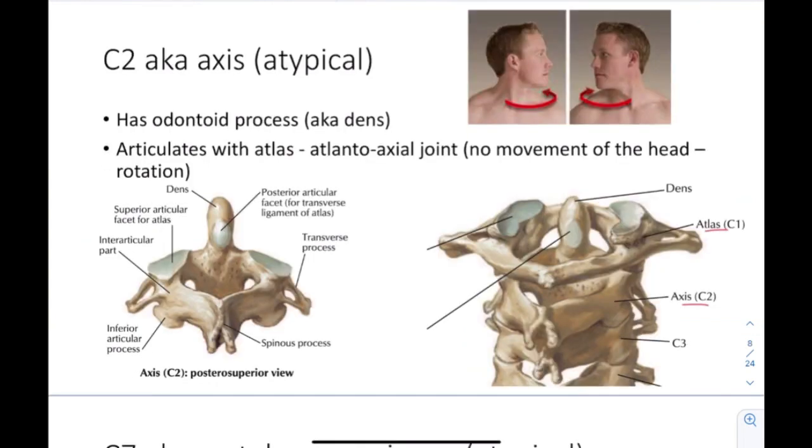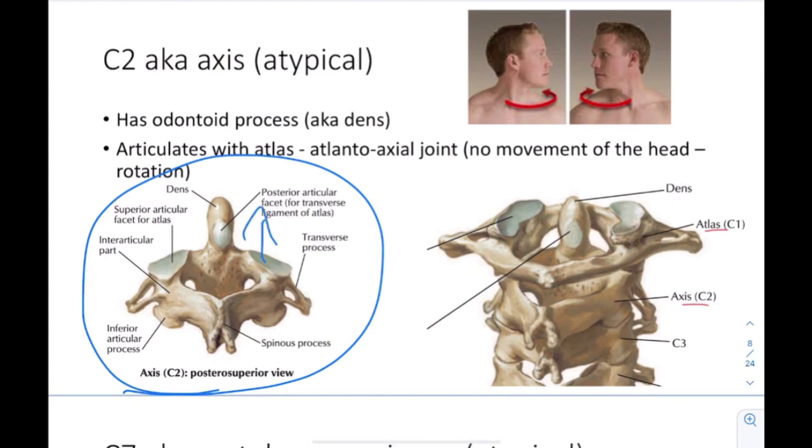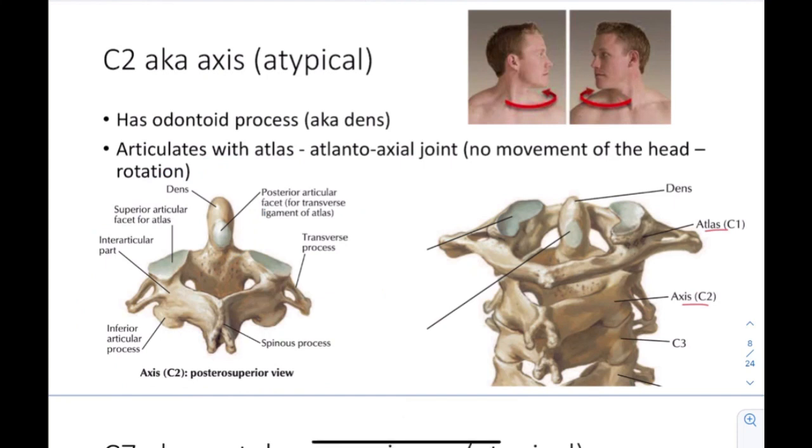Okay, now let's talk about the axis, which is also atypical. It has something called the odontoid process. So right here, this is C2, the axis. It has a process that projects upward called the odontoid process, or the dens. And it articulates with the atlas at the atlantoaxial joint. And this allows a no movement of the head, which is rotation of the head basically.